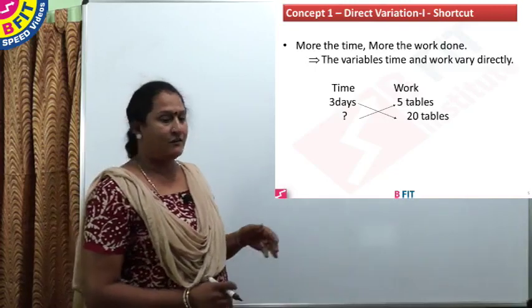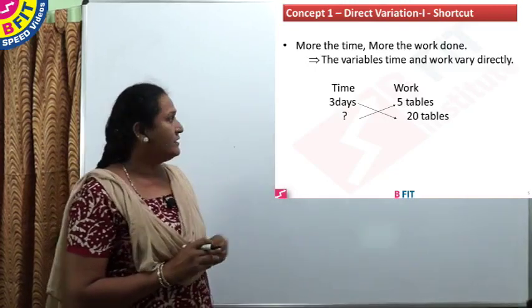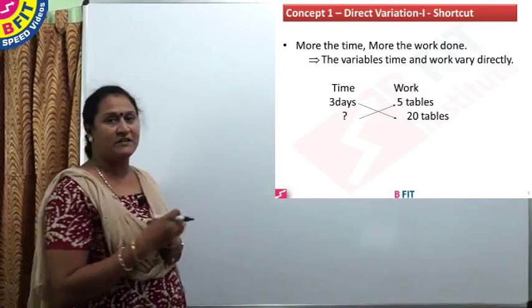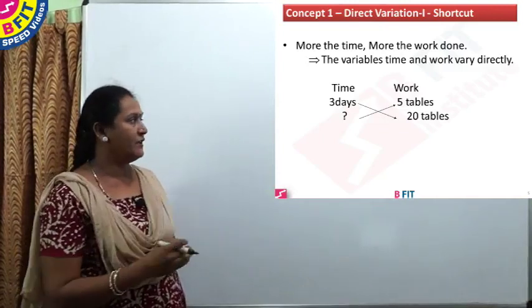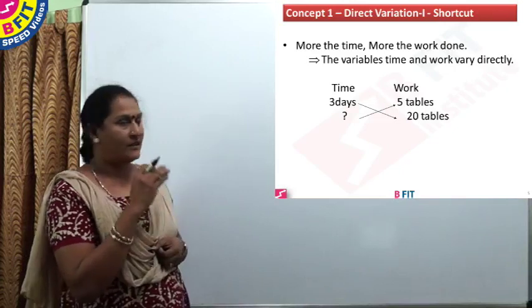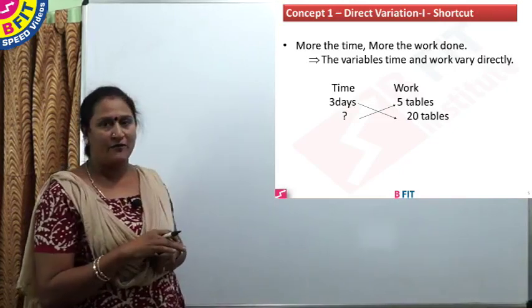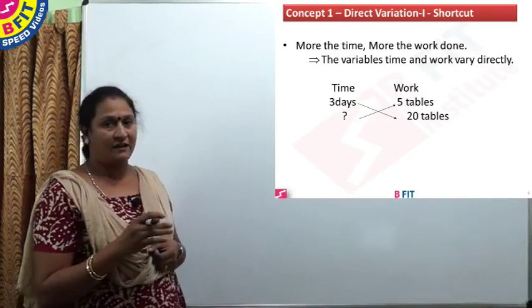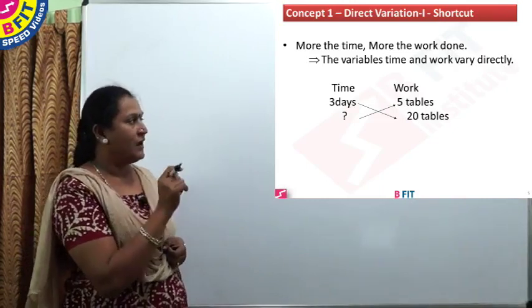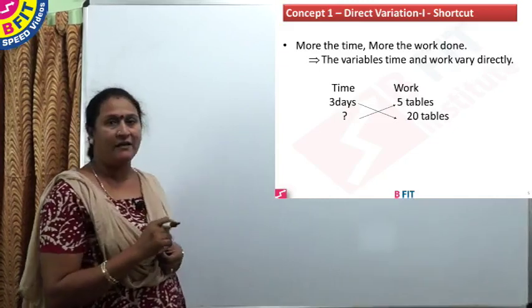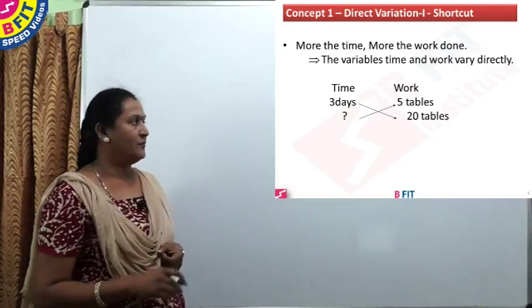Here the shortcut which we have used is, we have two variables, time and work. Time is given in days and work is in tables. For 3 days he can make 5 tables. To make 20 tables he needs more number of days. As this varies directly, we have cross multiplied and got the answer as 12. So 12 days is needed for him to make 20 tables.